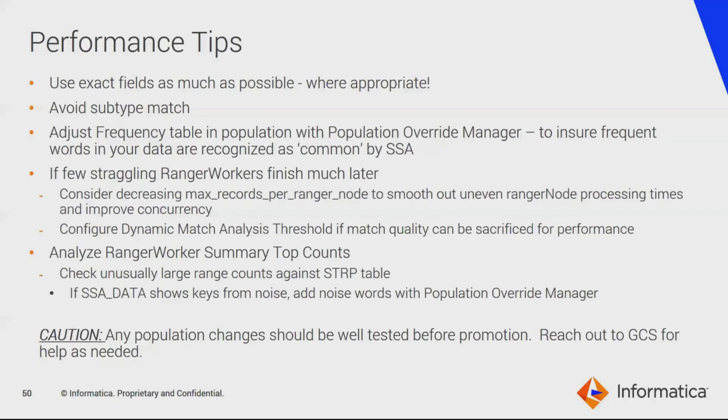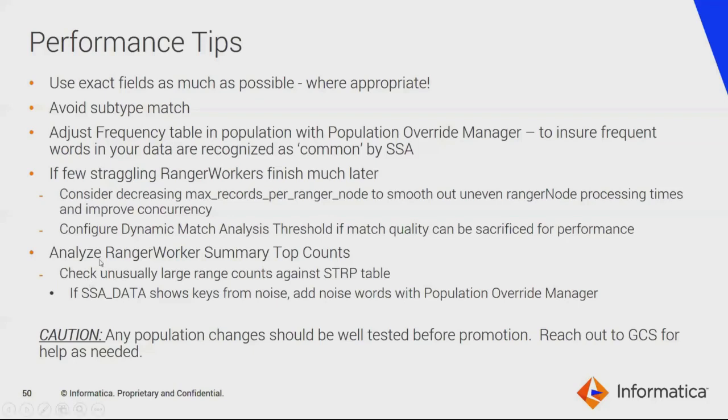If you notice that in your matching you have a few straggling Ranger workers that take much longer to complete than others, then that signifies you have match hotspots. So you can consider decreasing your max records per Ranger node from 3,000 to some smaller number to smooth out and improve the concurrency of the match threads. The other thing you can do is configure DMAT if match quality can be sacrificed. Decreasing max records per Ranger node will not decrease match quality. It will increase the database records read because those same file records have to be read in different threads, since you're breaking up the search records into multiple smaller chunks.